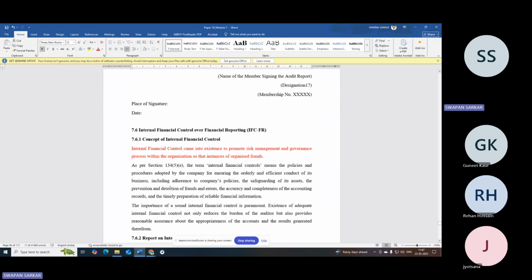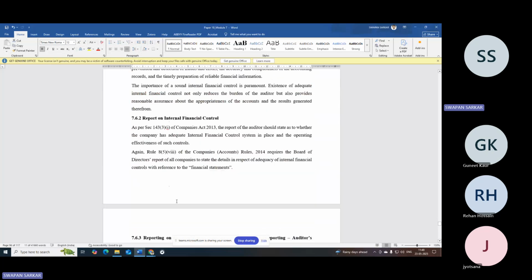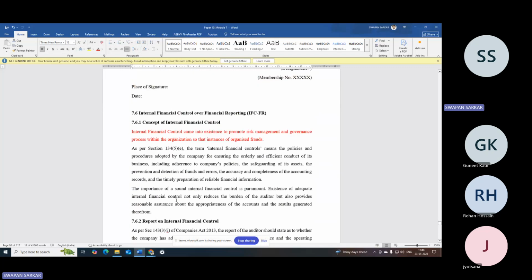Okay. Now, there is another important portion that needs discussion and where regular questions are coming from: internal financial control over financial reporting. In short, we call it IFCFR. Now, internal financial control came into existence to promote risk management and governance process within the organization so that instances of organized frauds can be eliminated.